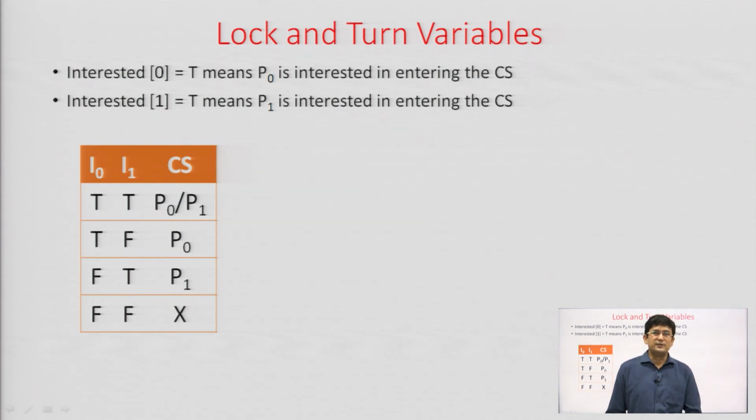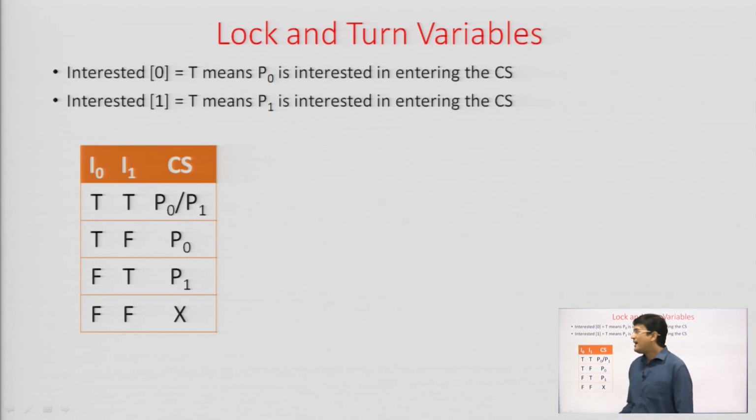Here what we have taken in the last solution, the turn. Now, let us take interest. If somebody is interested, only then he will enter the critical section. If somebody is not interested, we will not allow that person to enter the critical section. So, the progress property which was not getting satisfied in the earlier solution may get resolved here. Let us take the interest.